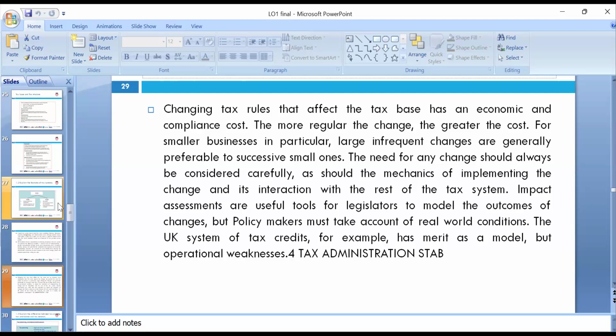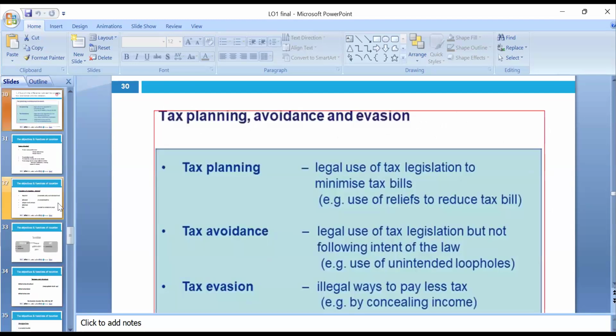So we can look at what makes tax administration more difficult: assessment of the use of legislated models, the outcome of the policy changes, and the amount of real world conditions. The UK tax system is an example that has merit as a model, but its operational weakness is the tax administration.